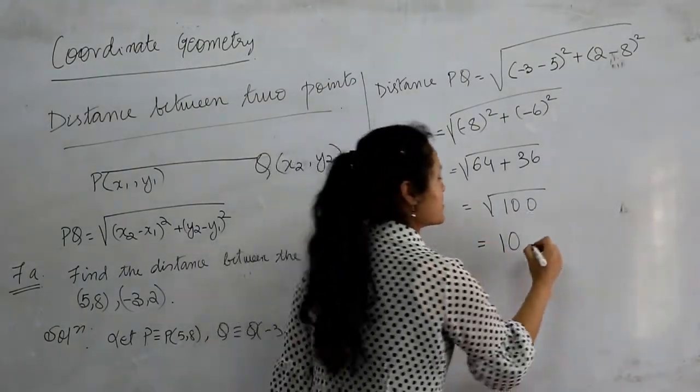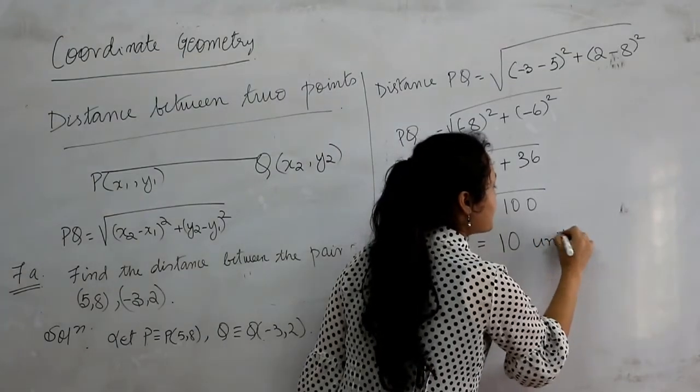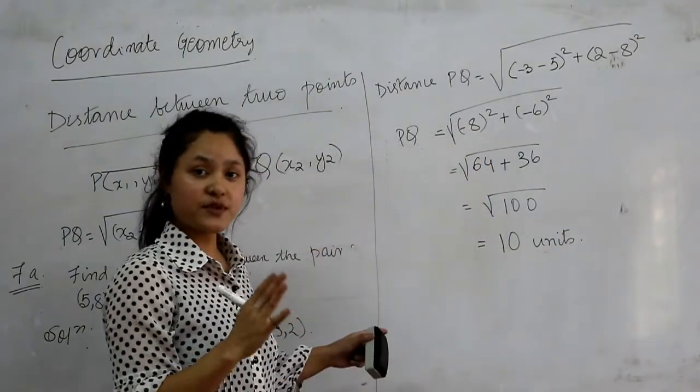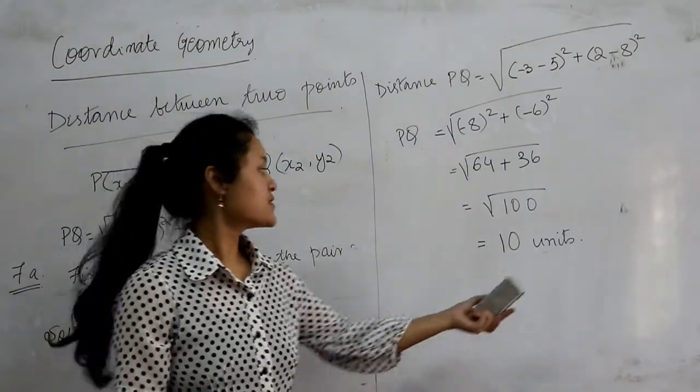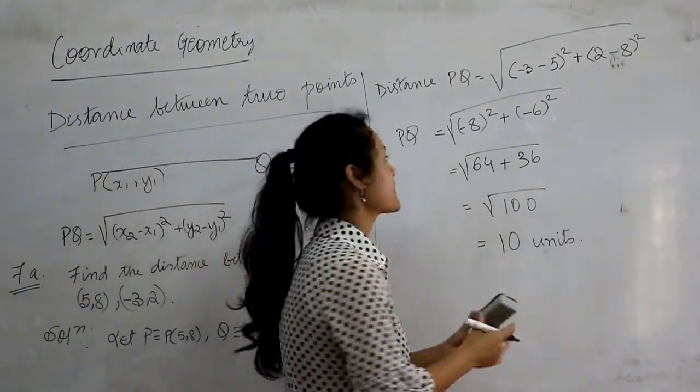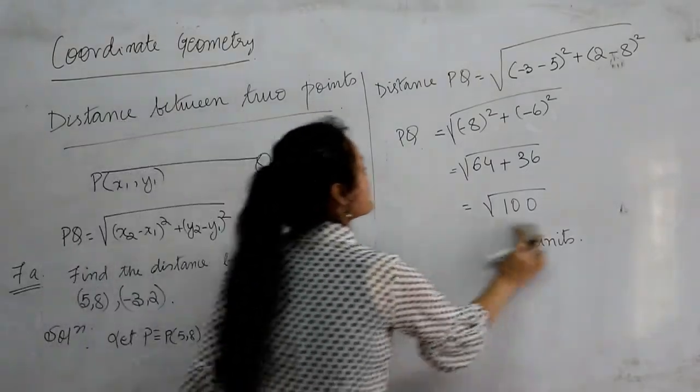Do remember to write units. Because why? It can be in any units. The distance between any 2 points can be in centimeter, meter or kilometer. So you just write units. Okay. So let me solve another question.